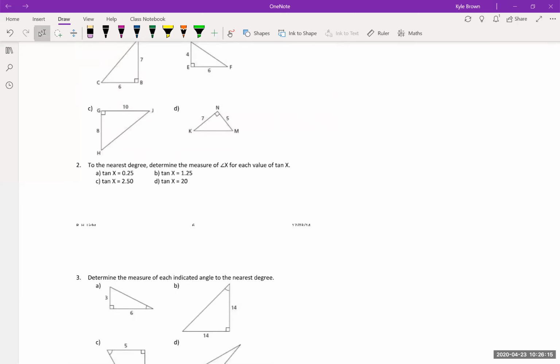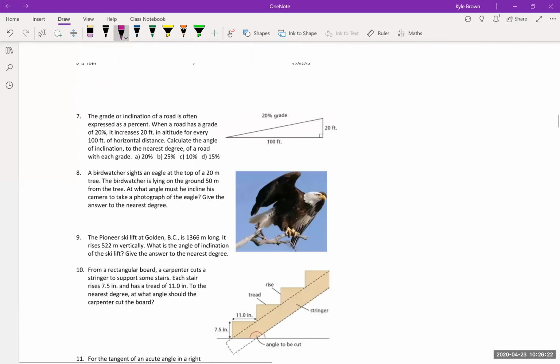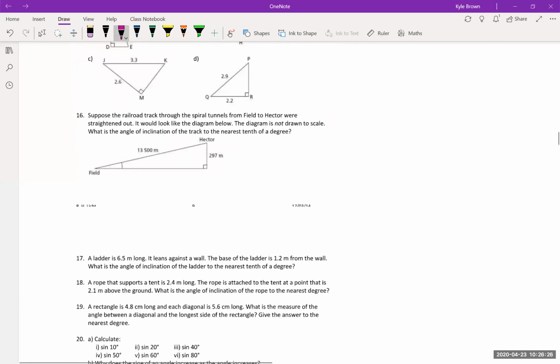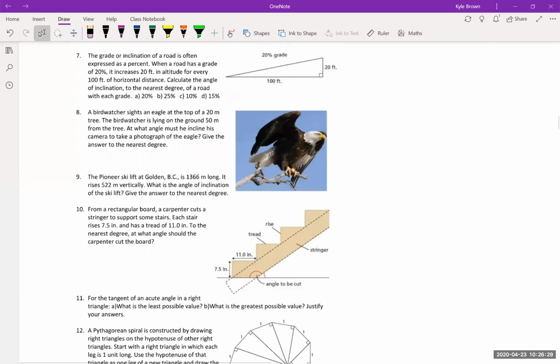To the nearest degree, determine the measure of angle X. And yeah, you should be good there, just doing what we did. And then they get a little bit more difficult as they go on, but it's all the same idea.